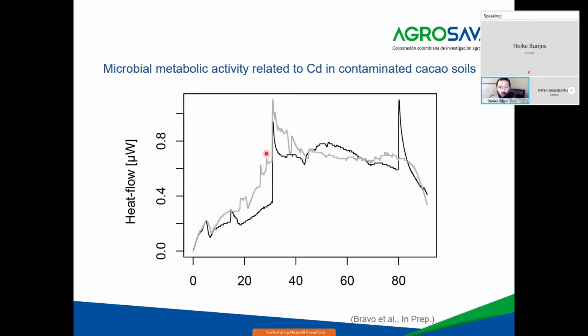The gray curve corresponds to a normal, let's say, natural content of cadmium within the sample, and the black curve corresponds to the same sample but amended with 4 milligram per kilogram of cadmium chloride. And interestingly, you can see here that there is a first peak in the gray curve, which corresponds to the fast-growing bacterial populations of cadmium-tolerant bacteria of this functional group.